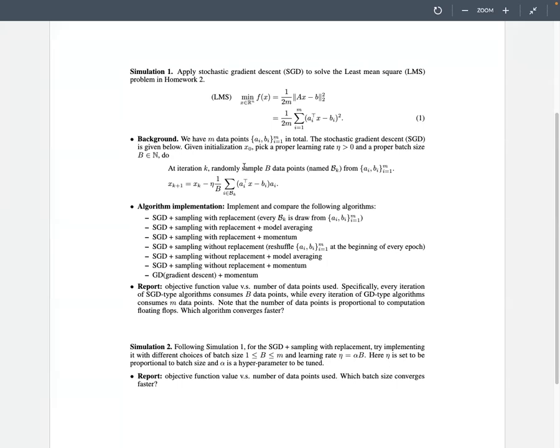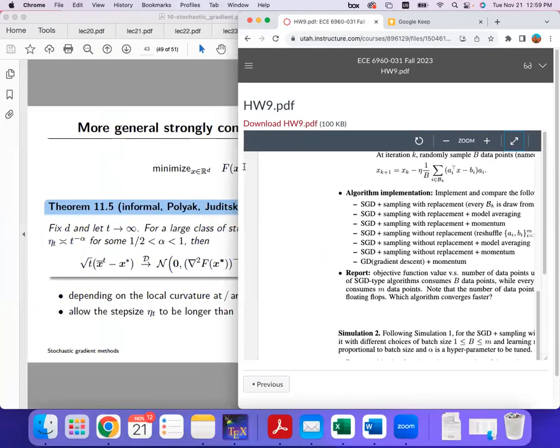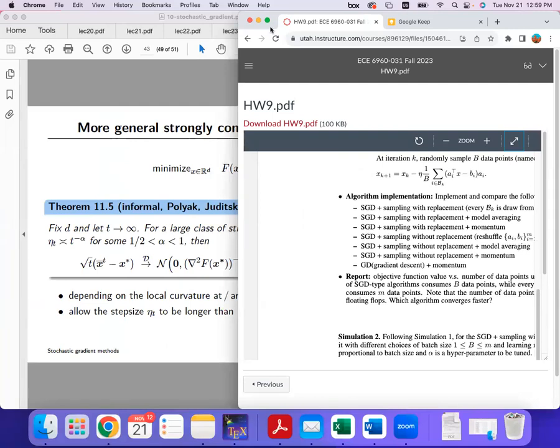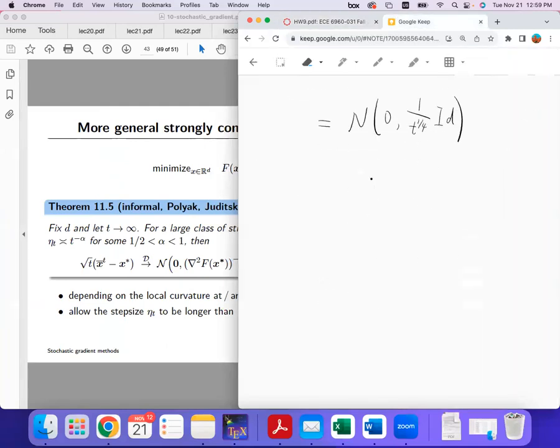But there's an issue with this sampling with replacement scheme, and we can illustrate this idea. Let's say you have 10 data points, or maybe 5, let's make it simpler. Let's say you have 5 data points. And this is your iteration.